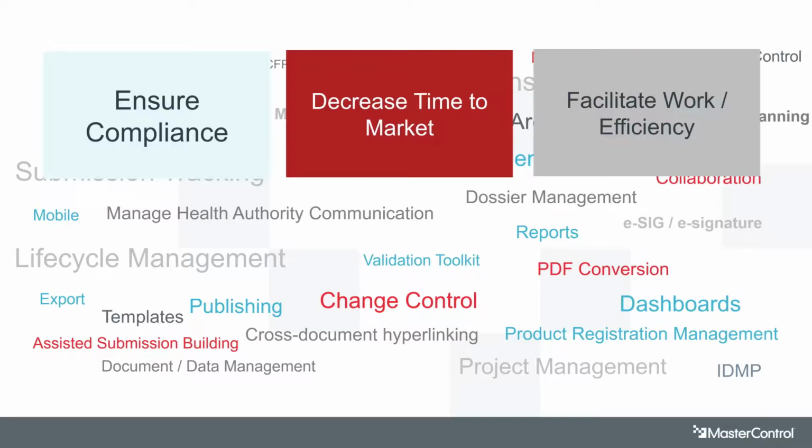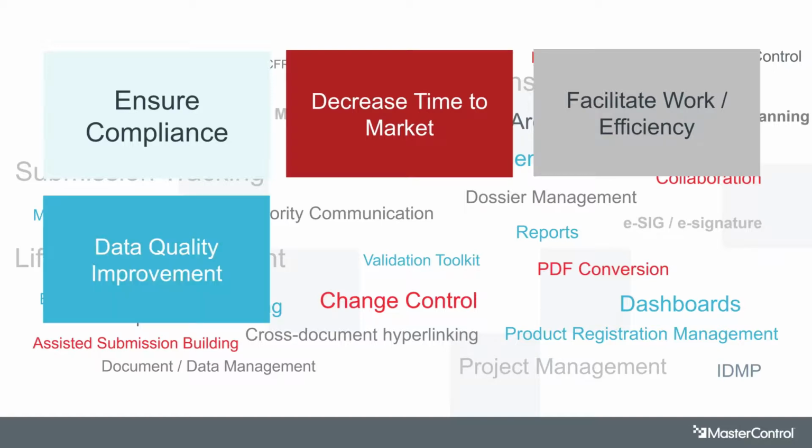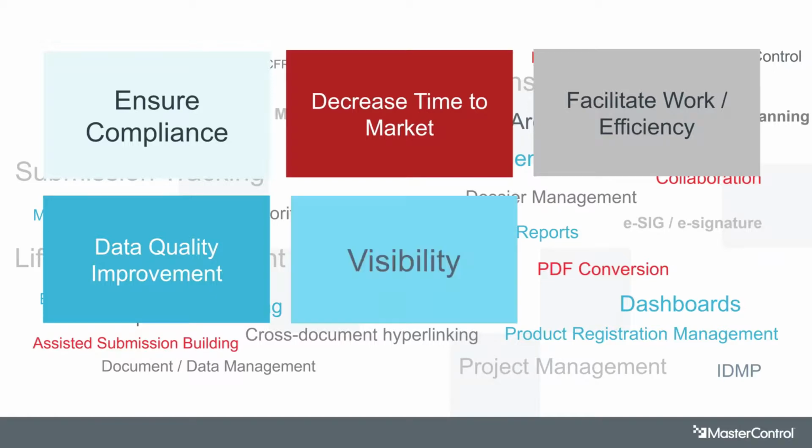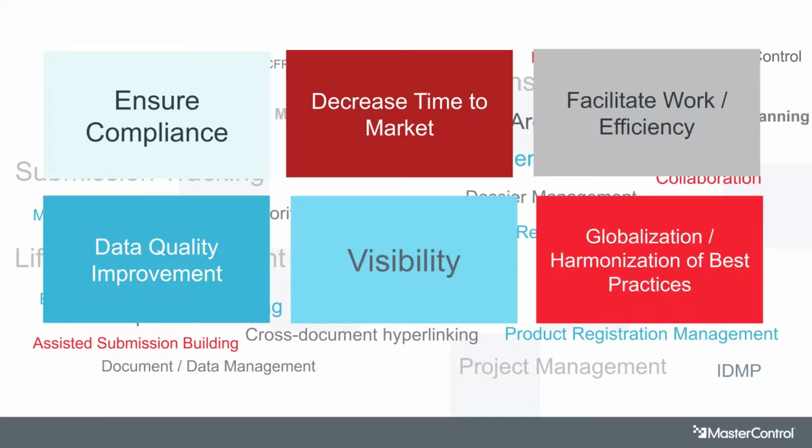Facilitate work efficiency, bring clarity, communication plans throughout the organization on what regulatory is up to. Data quality improvement, what are you reporting against? Access to this type of information. Really, a lot of this is also planned submission dates, planned due dates, planned product shipping dates, things of that nature. Visibility, again, to the organization. And then again, harmonizing your best practices.